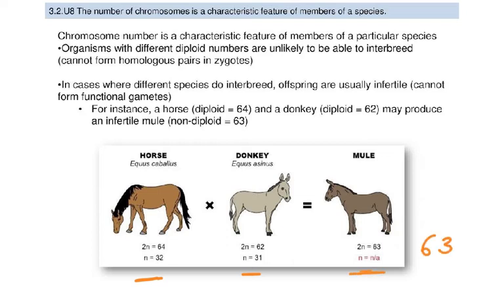Now, in such organisms, no gametes can be formed, because for gametes, meiosis has to take place, and when meiosis takes place, every pair has to give one of its pair. But 63 is not an even number, it's an odd number, so we can't have pairs, we can't have one of each pair, one chromosome is left, so meiosis will not take place and gametes will not be formed. So that is why the mule is going to be infertile. Please understand this. So you cross a horse and a donkey, it becomes a mule. But that tells us that the horse and donkey are separate species.